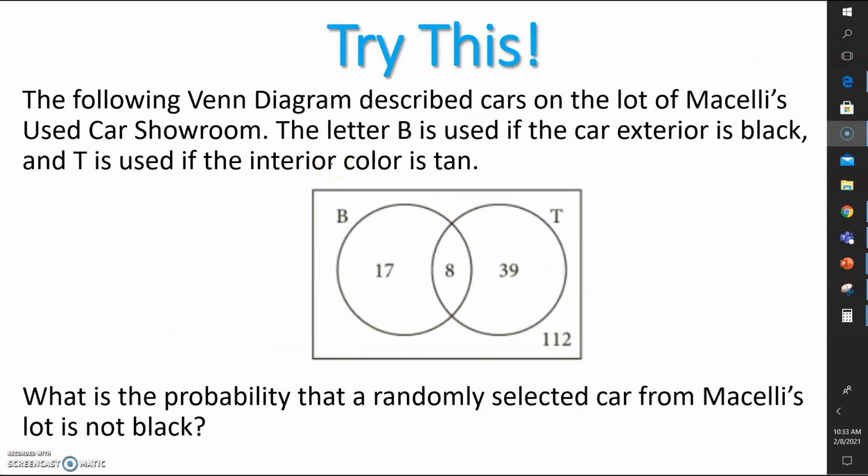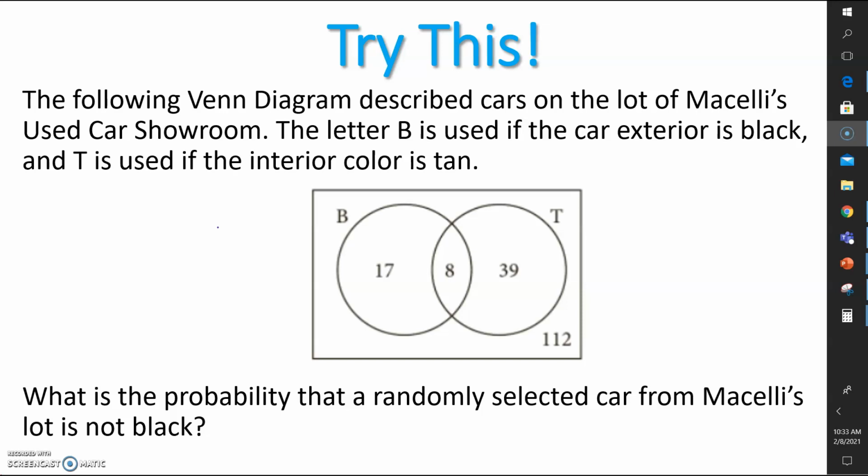Now it's your turn to try. Try this. The following Venn diagram describes the cars on the lot of Macachelli's used car showroom. The letter B is used if the car exterior is black, and T is used if the car color is tan. What is the probability that a randomly selected car from Macachelli's lot is not black? Please try to use the correct probability notation.